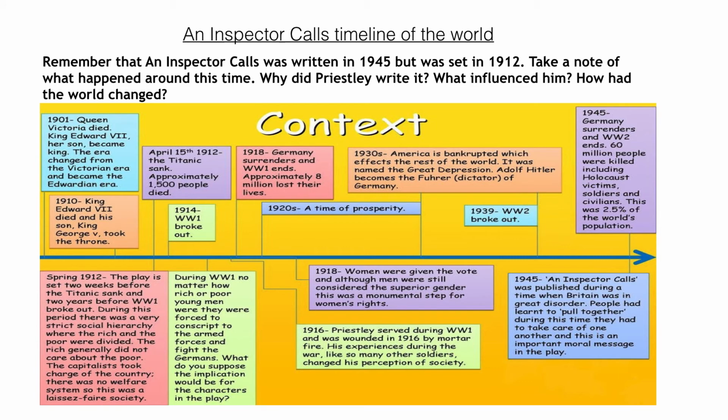Have a read of the context, have a little look through. I won't read you every single individual box, but you need to remember that An Inspector Calls was written in 1945, just after World War II, but was set in 1912, before World War I and World War II. Think about what happened around this time, have a read of this slide. Why did Priestley write it? What were his intentions? What influenced him, and how had the world changed from 1912 to 1945?